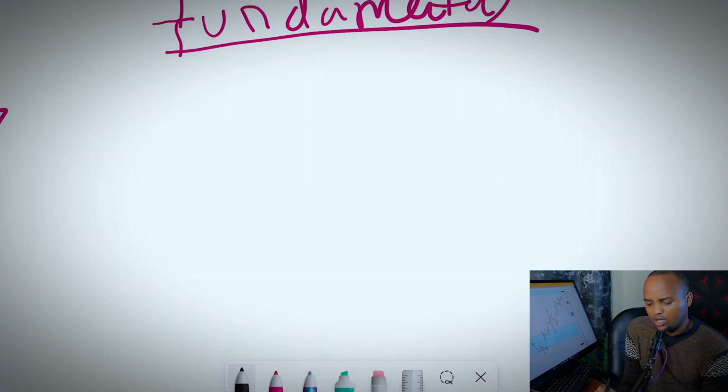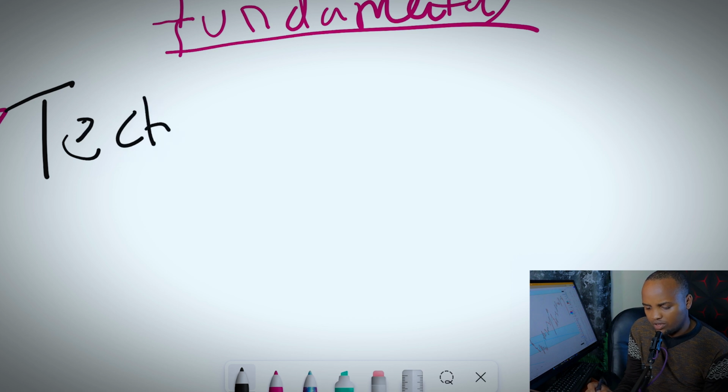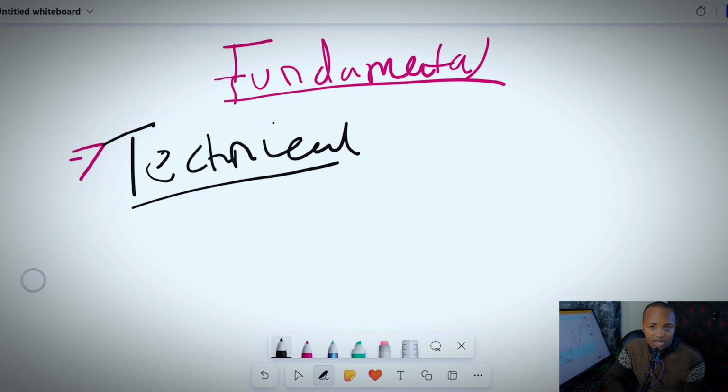You cannot be trading technical analysis alone. But even if you don't trade fundamental analysis, you can be following what we call the high impact news, so you know what is happening and can avoid trading when there's high impact news. Now, there are a lot of things that you actually have to consider here.